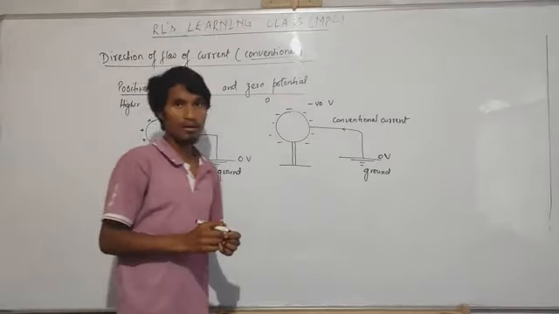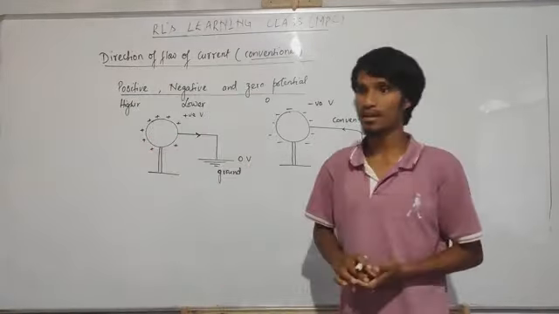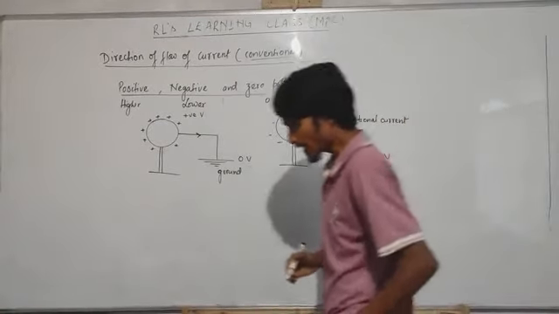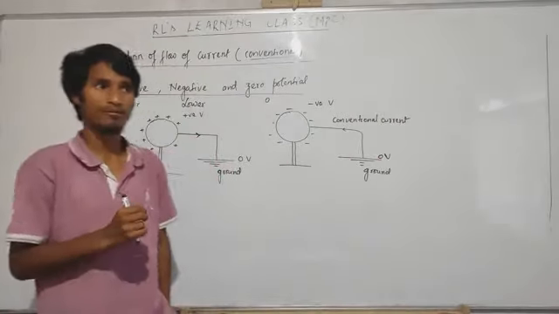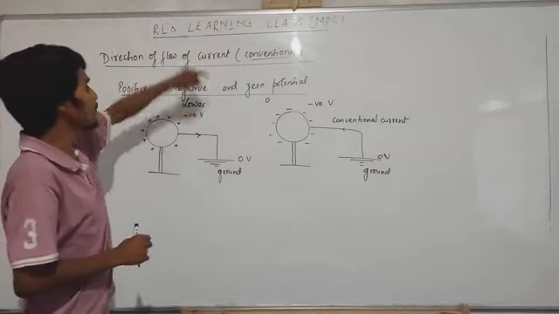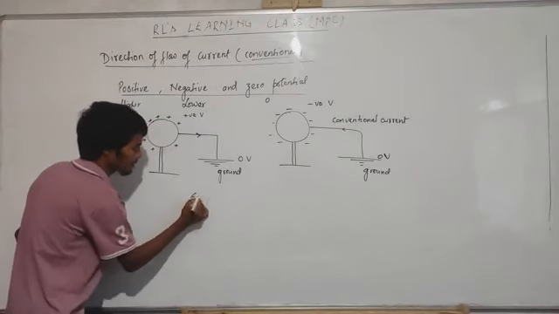Remember, earth is always at zero potential. And remember, what determines the direction of flow of current? What determines the direction of flow of current is electric potential.